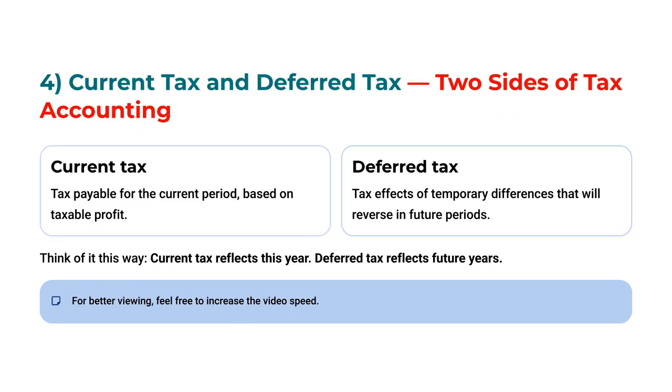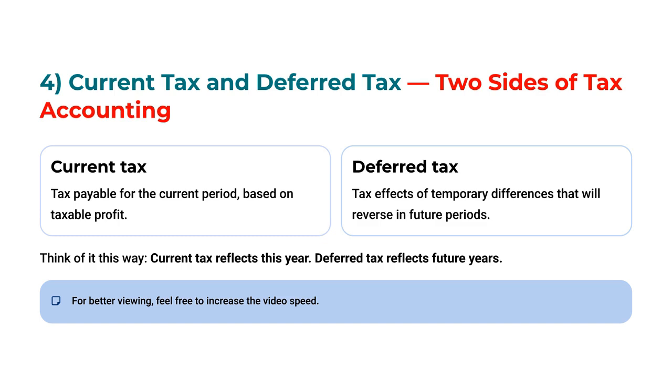Current tax and deferred tax. Two sides of tax accounting. Current tax, tax payable for the current period based on taxable profit. Deferred tax, tax effects of temporary differences that will reverse in future periods. Think of it this way: current tax reflects this year, deferred tax reflects future years.